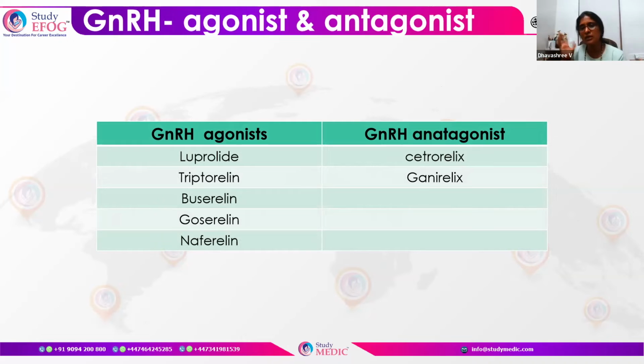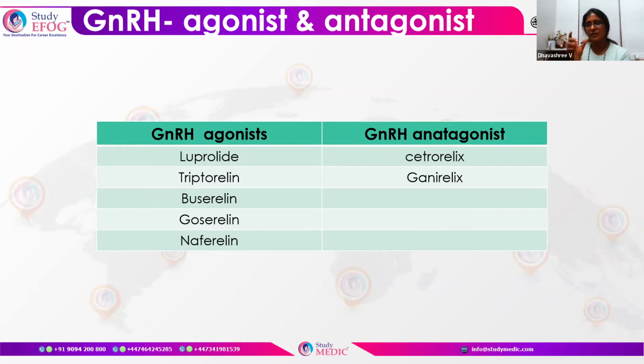What are the medications that we use as an agonist and antagonist? The GnRH agonists commonly used are leuprolide, triptorelin, buserelin, goserelin, and nafarelin. The commonly used ones are leuprolide and triptorelin. And the GnRH antagonists, which are used to suppress the LH surge, are either cetrorelix or ganirelix. So both the agonist and antagonist are basically used to suppress the premature LH surge.